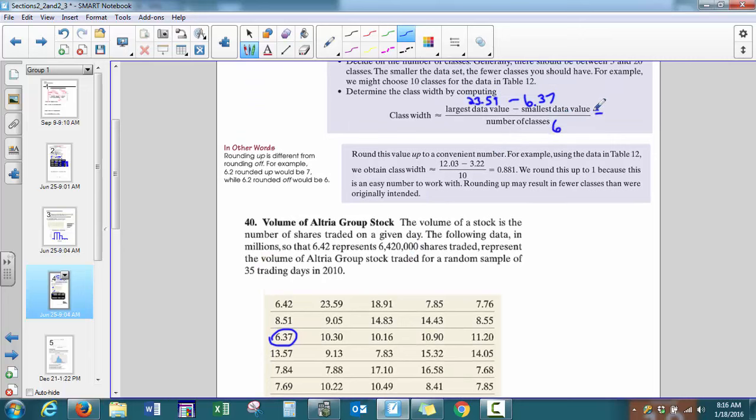So compute the numerator first, and then divide by 6. We're going to get approximately, that's what this symbol means, approximately 2.87. And what we're doing is rounding this value up. Rounding up is different from rounding off, which is different from rounding down. Rounding up, whatever this number is, you always take it up to the next integer. Here's the example they gave in the book. They had 0.881. Rounding this number up, it goes to 1. We have 2.87. We're going to round that up to 3.